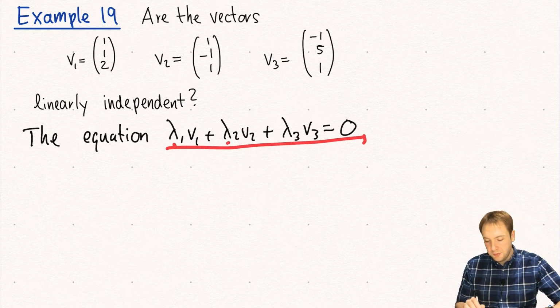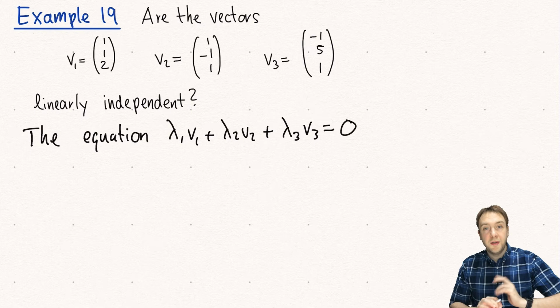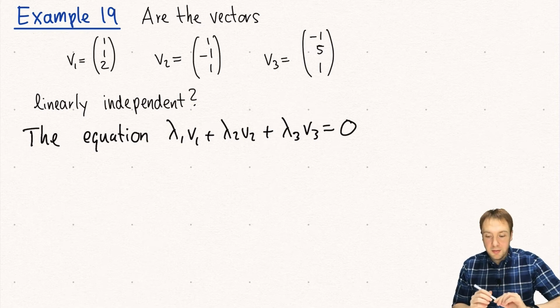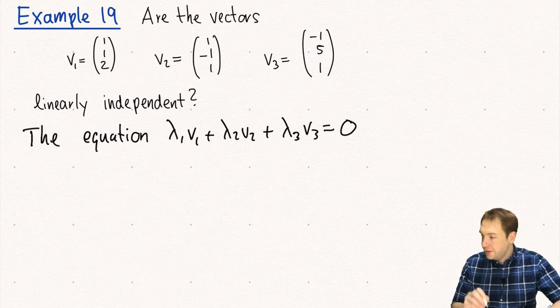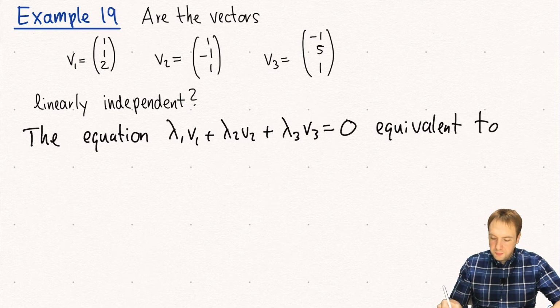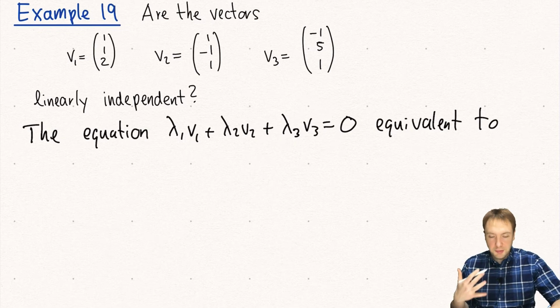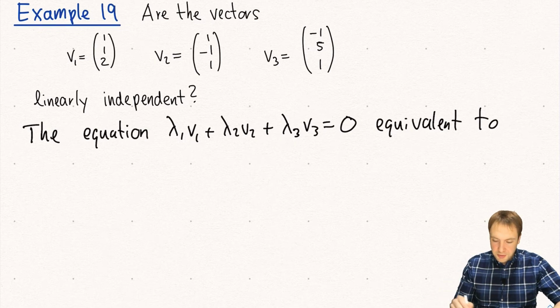We know that 0 is a solution, but we want to see if there are more solutions than just this one. And if there are more solutions, then these vectors are not linearly independent, because they are linearly dependent then. And first we can write this in a different way by using matrices again, and then we will see that this is basically just solving a linear equation.